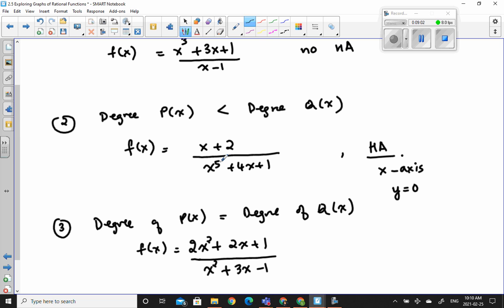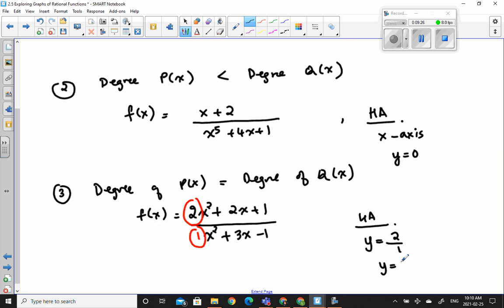Then you take the leading coefficient. The leading coefficients are the coefficients of the term that has the highest degree. So in this case, 2 is the leading coefficient of the numerator and 1 is the leading coefficient of the denominator. Then the equation is going to be y equals 2 divided by 1, so there is going to be a horizontal asymptote at y equals 2. Okay, so that's how you would decide whether there is a horizontal asymptote, and what it is, when you have a rational function.